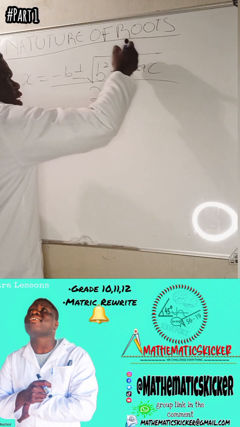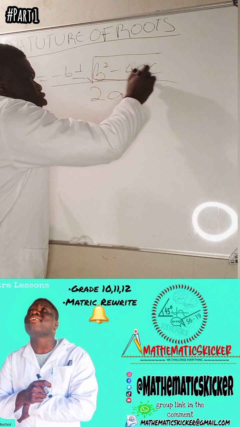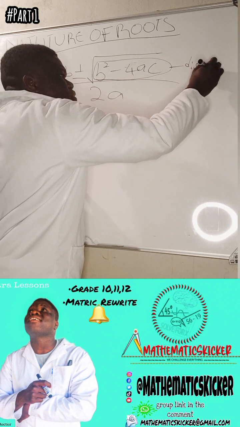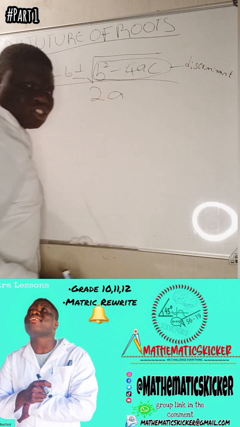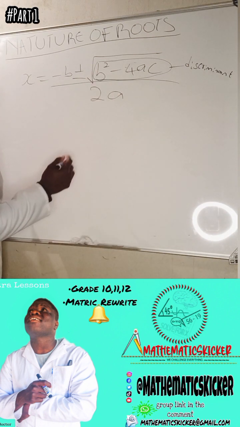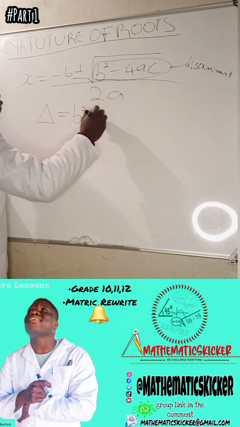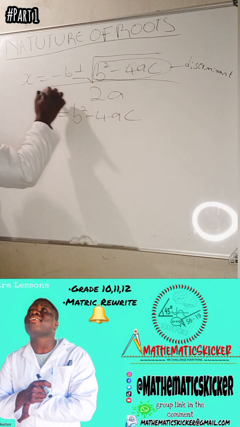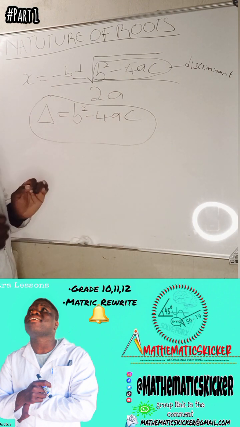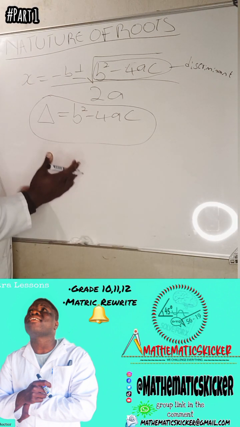The radicand here, whatever is inside the radical sign, is said to be the discriminant. The discriminant is denoted by b squared minus 4ac. This is our discriminant. I would like us to talk about the discriminant. The discriminant is b squared minus 4ac.